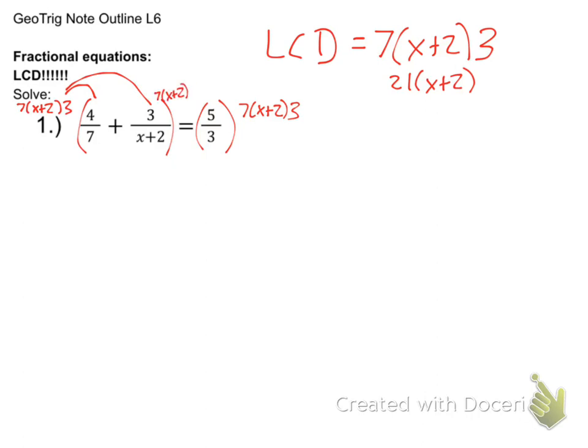When multiplying by the LCD, just like when we had complex fractions, I didn't just multiply it to the top and bottom, because that's what I did. I eventually distribute in. Everybody got the LCD, didn't they?